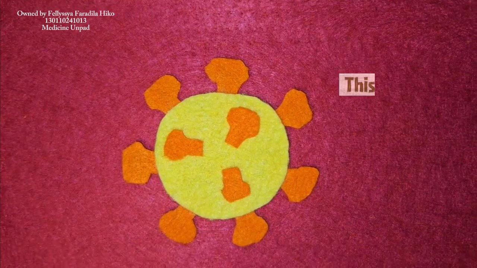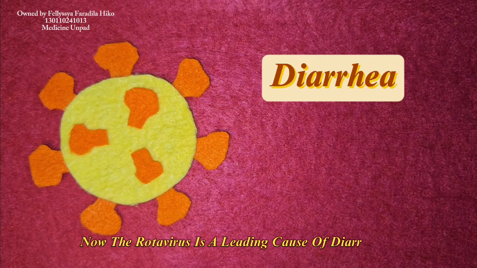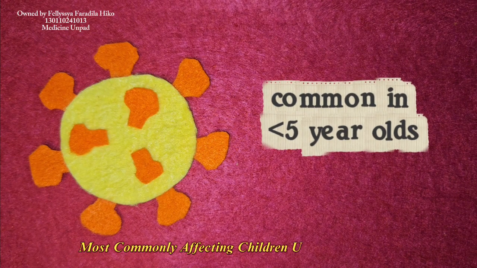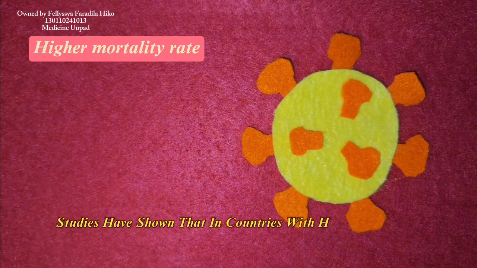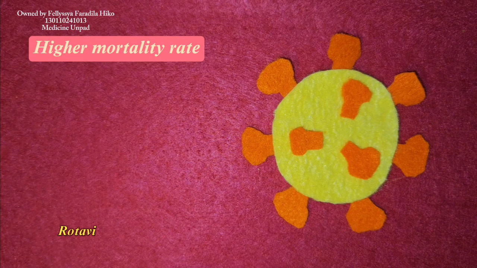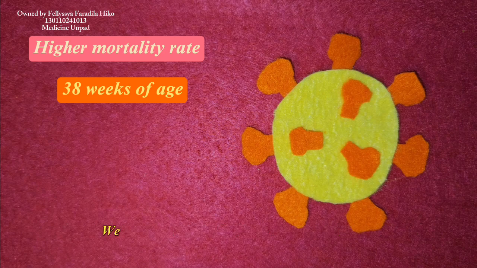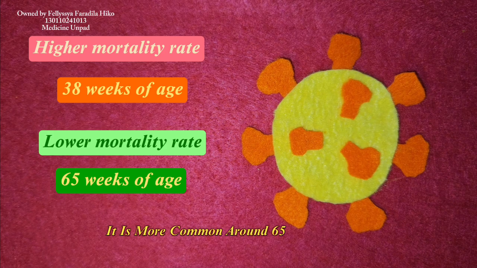This is the rotavirus. Now, the rotavirus is a leading cause of diarrhea and dehydration, most commonly affecting children under 5 years old. Its occurrence can vary depending on a country's mortality rate. Studies have shown that in countries with higher mortality rates, rotavirus infections tend to occur around 38 weeks of age, while in countries with lower mortality rates, it is more common around 65 weeks of age.